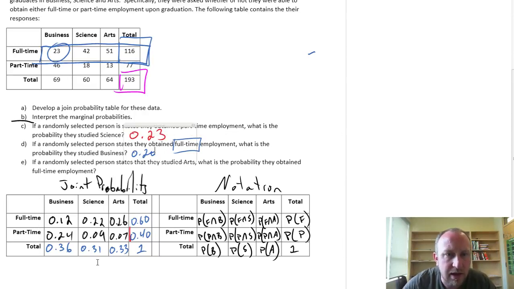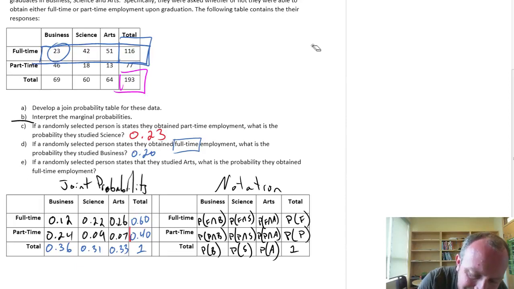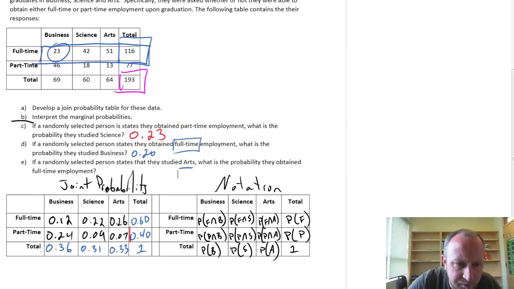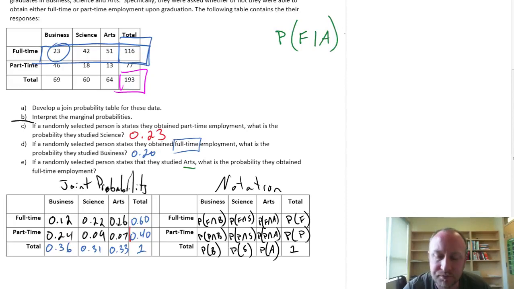Now we're going to look at a randomly selected person who states that they studied the arts. So now we're sort of going the other way. My eraser's not working. There we go. So this randomly selected person says they're studying the arts. What is the probability that they obtain full-time employment? What's the probability that you obtained full-time employment given that you studied arts?